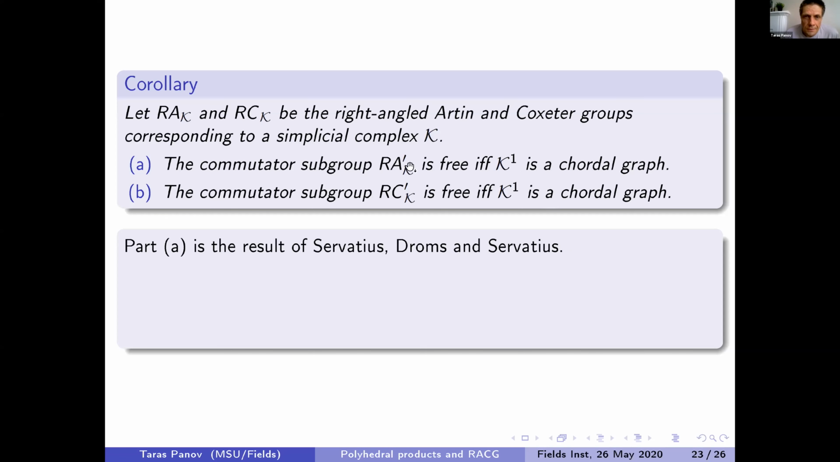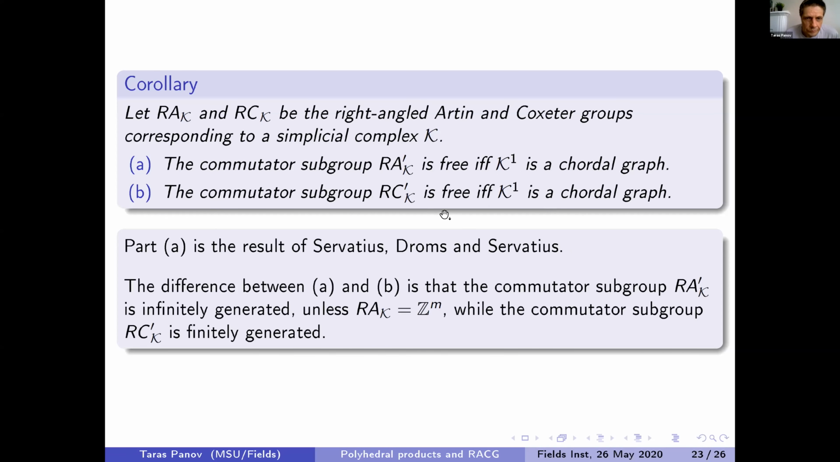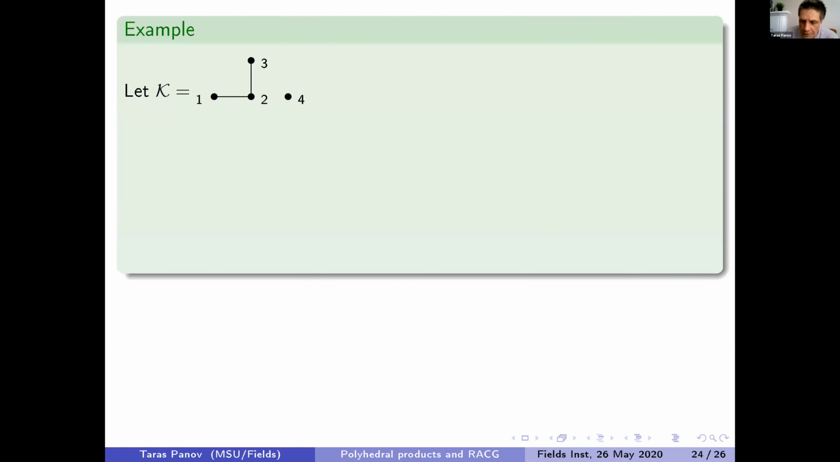The difference between those two things is that for the Artin groups, the commutator subgroup is infinitely generated, unless you have just the commutative group. In this case, the commutator subgroup is always finitely generated, right? It's the π1 of a finite CW complex, this real moment-angle complex. Okay, so that's how you understand commutators for the right angle Artin and Coxeter groups.